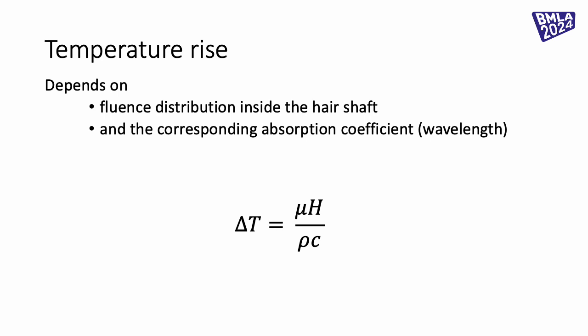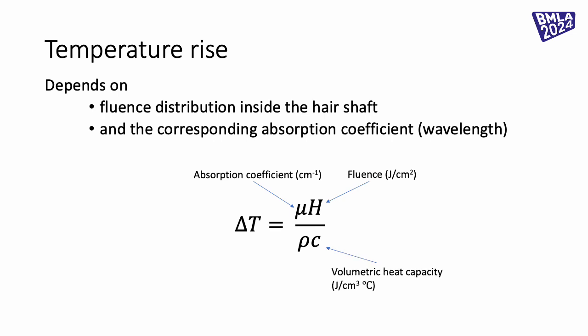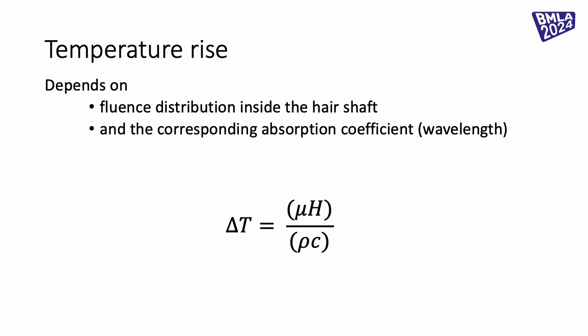So we can use this little equation to calculate these temperature rises, where mu is the absorption coefficient, H is the fluence in joules per square centimetre, and rho C is the volumetric heat capacity. Interestingly about this equation, if you combine the top two elements, mu H, you find that this is the energy density in joules per cubic centimetre. A lot of people call the fluence the energy density when it's not. You have to combine it with the absorption coefficient to find the real energy density. Fluence is fluence, not energy density.